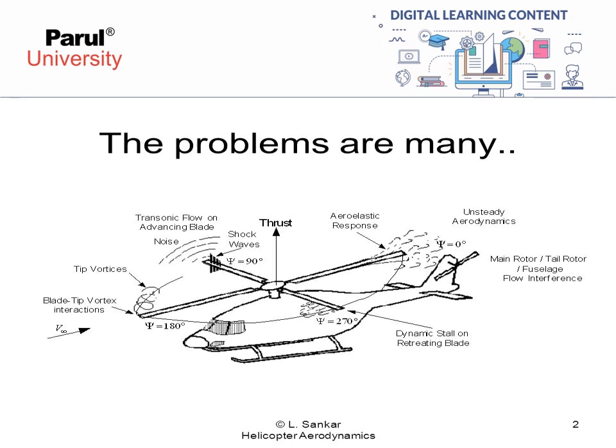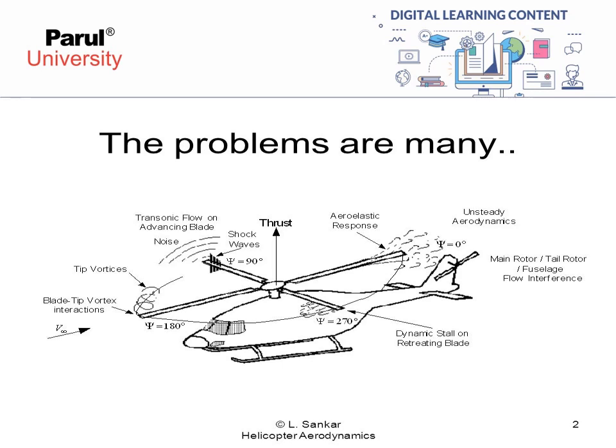The problems are many. We can see here the transonic flow on the advancing blade, noise, tip vortices, blade-tip vortex interactions, sigma value, and shock waves created at the blade tips. There is also dynamic stall on the retreating blade, with the left side retreating and the right side the advancing blade region, and aeroelastic response in unsteady aerodynamics.